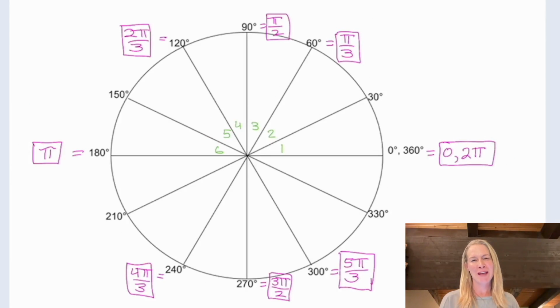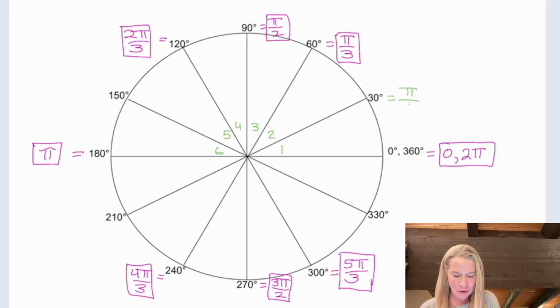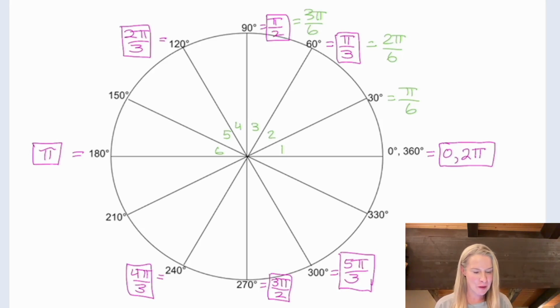You probably have the hang of it by now, but I'll do one last example using the multiples of 30 degrees. You'll see the upper half of the circle is cut into 6 equal pieces, which means we've divided pi by 6. So 30 degrees is pi over 6. So 1 pi over 6, 2 pi over 6, 3 pi over 6, 4 pi over 6, 5 pi over 6, 6 pi over 6.